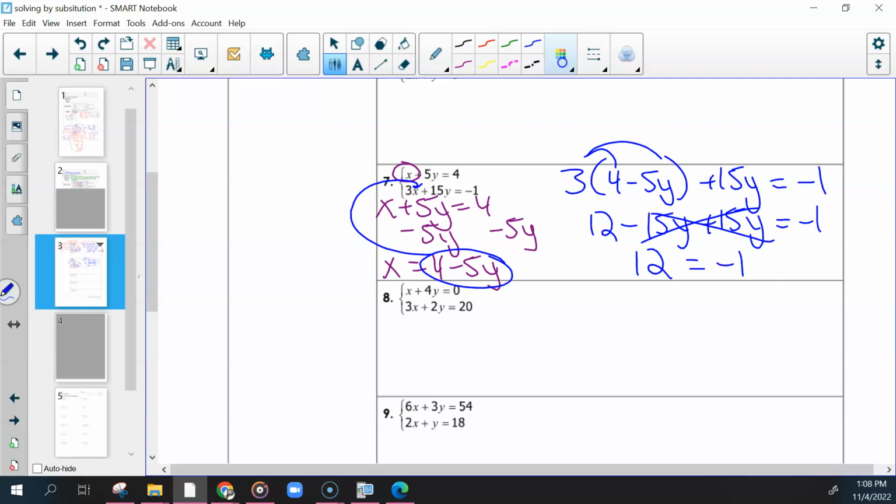Is this a true statement? 12 equals negative 1? No. So of our 3 types of solutions, one, none, infinitely many, which type would this be? None. Similar to infinitely many, if it is either of those, you will know real early on that it's no solution or infinitely many because your variables will go away. Do you have any questions on that one?